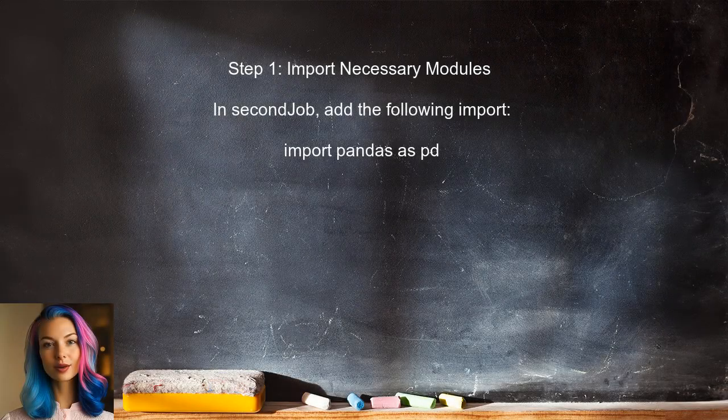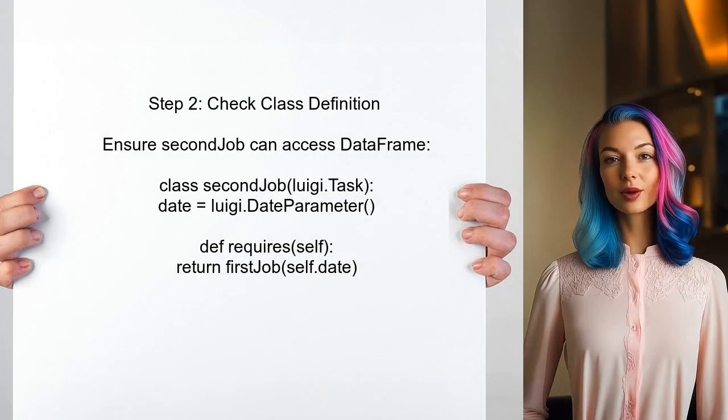To address the issue with the pickle loading in the second job, the user should ensure that all necessary modules are imported correctly. Specifically, the user needs to import the pandas module in the second job. Next, the user should check the class definition of the second job. It is important that the second job can access the DataFrame objects stored in the pickle file.